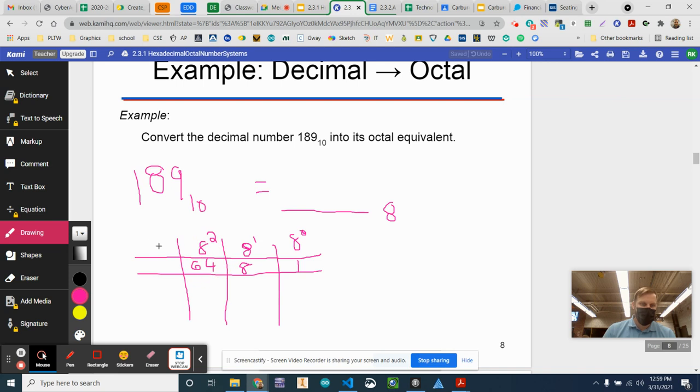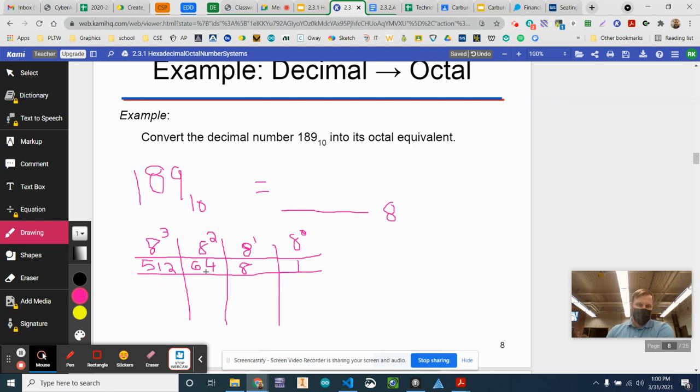I don't know this off the top of my head, so somebody use a calculator. 8 cubed would be what? 512? Okay. So we have the 512s placed. So in order to figure this out, let's work backwards, right?